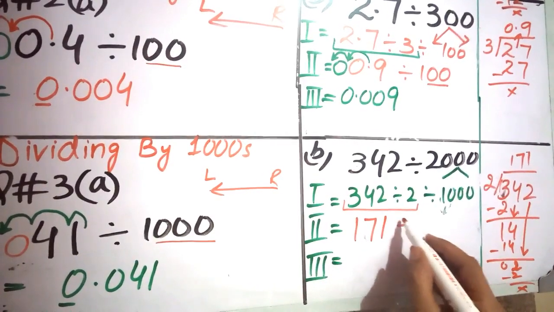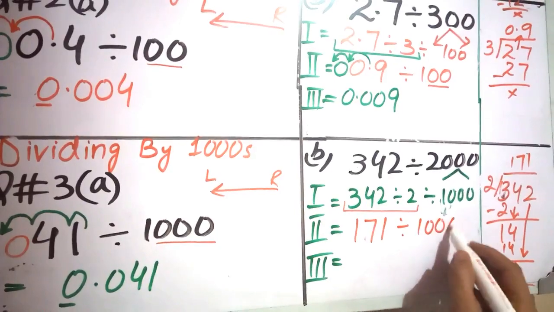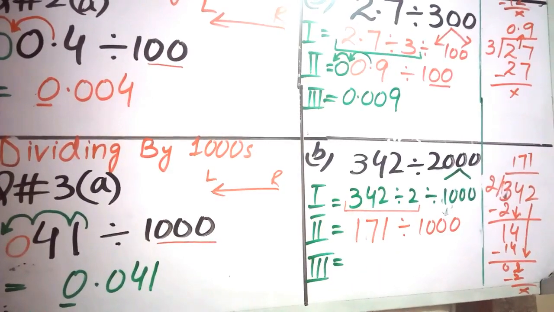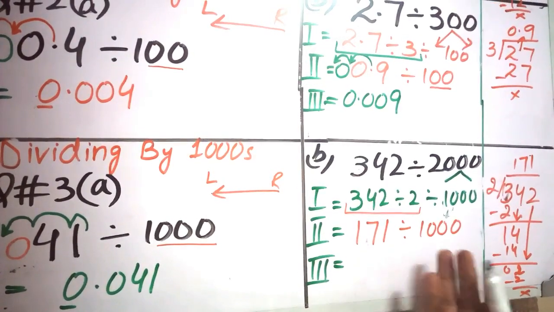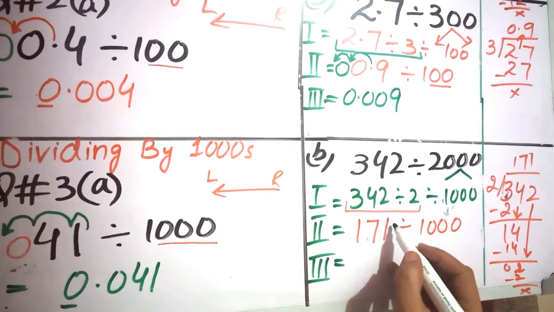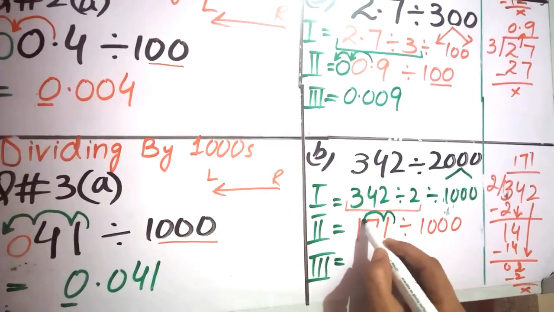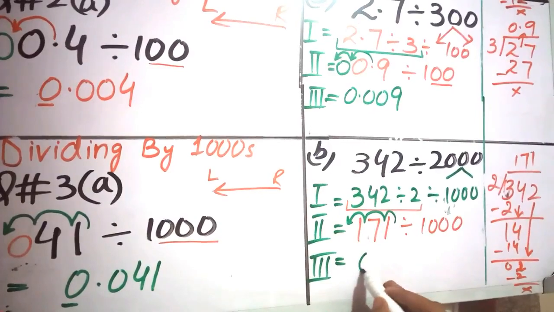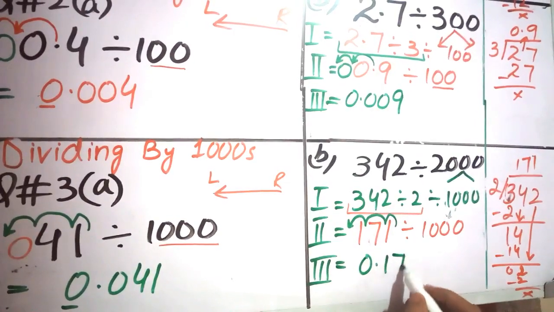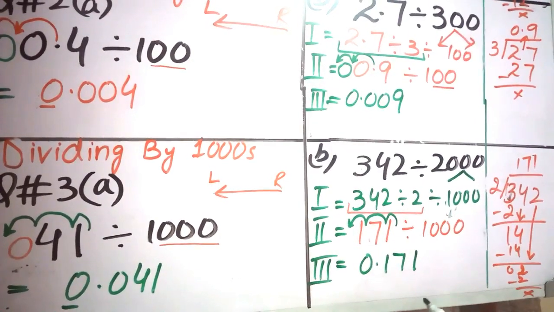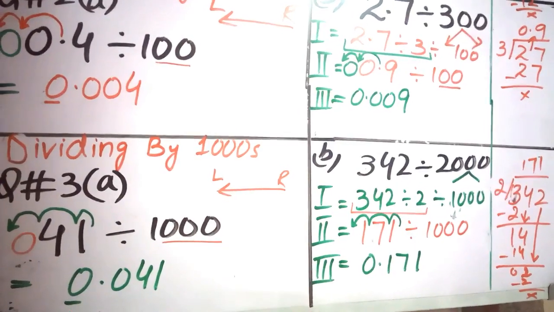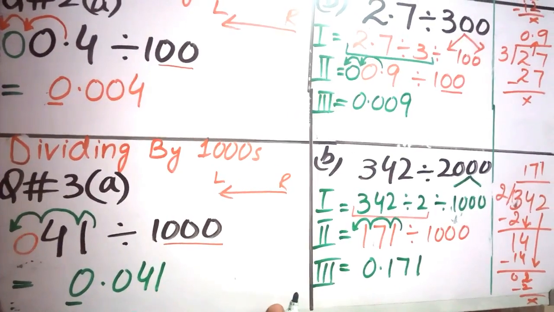Then we will get 171 divided by 1000. Again you will shift the point towards the left to make it 1, 2, 3. Then we will get 0.171. And I hope you are much more clear.